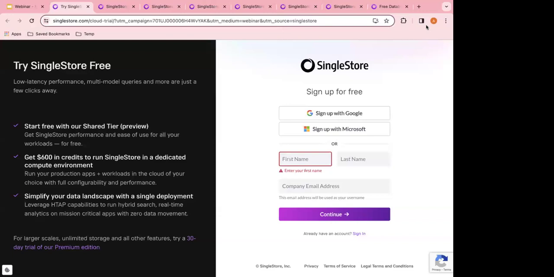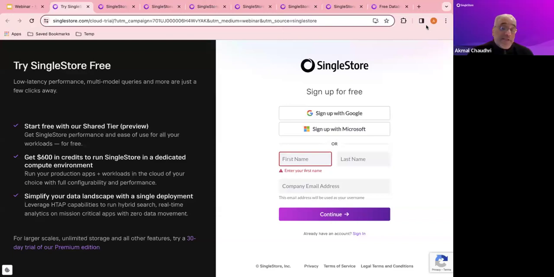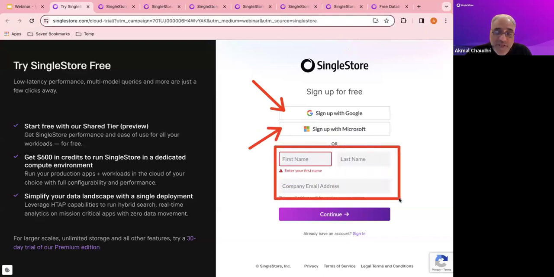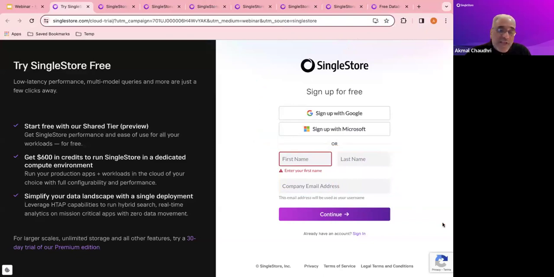If you click on the link that Matt has shared with you, it will take you to this page. Very, very simple in terms of the sign-up process. You can use Google, you can use Microsoft, or even just enter your first name, last name, and email address. Literally in less than a minute, you can create an account for the portal. I'll show you what it looks like when you've accessed that.